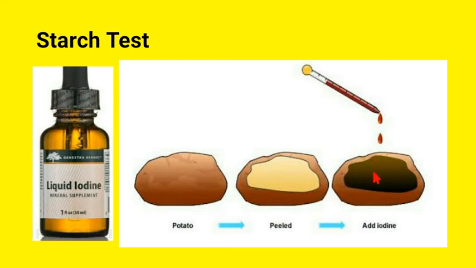Now if starch is present in the potato, this iodine will react with the starch and it will change its color from brown to blue-black. If the color of any food sample changes into blue-black, then it means the presence of starch. Starch test can be marked by seeing whether iodine has changed its color to blue-black or not.